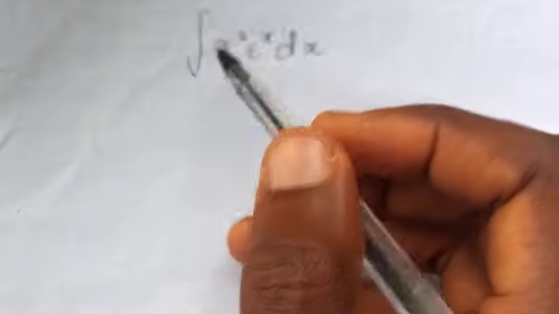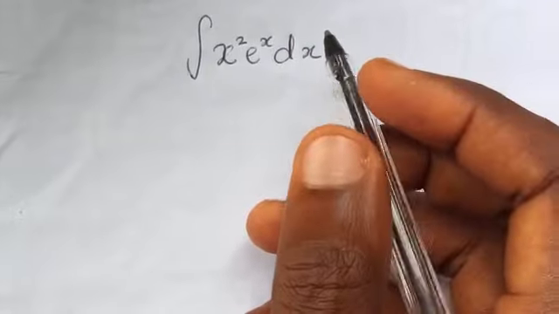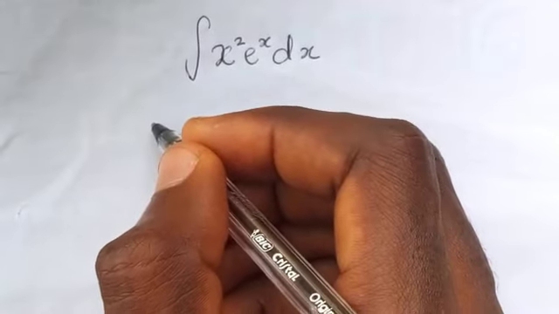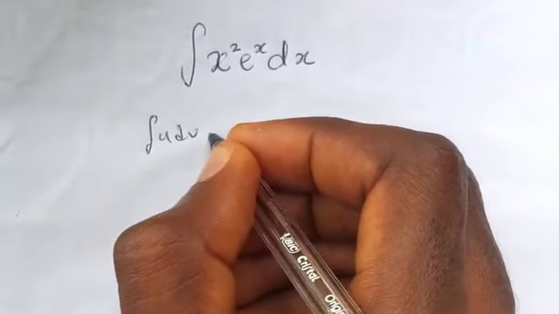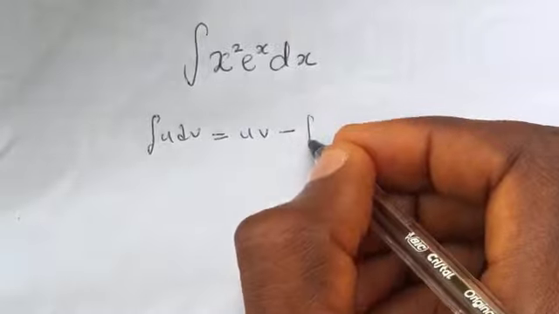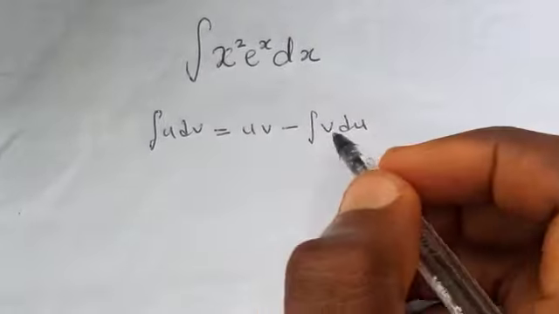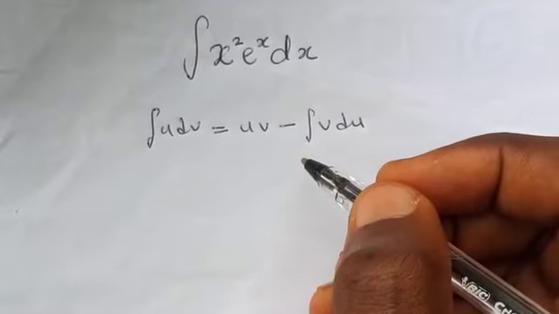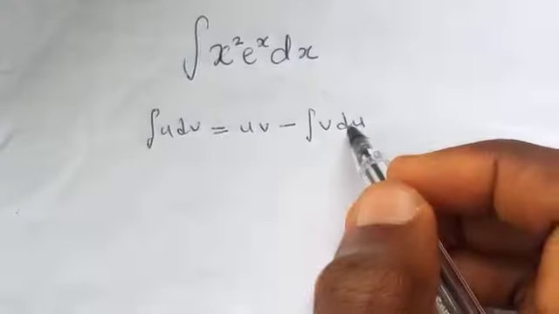Hi, welcome. To solve this integral calculus problem, which is an example of integration by parts, the formula to use is integral of u dv equals uv minus integral of v du. Now, we have to consider the order of u. What will be the value of u and v in this formula?